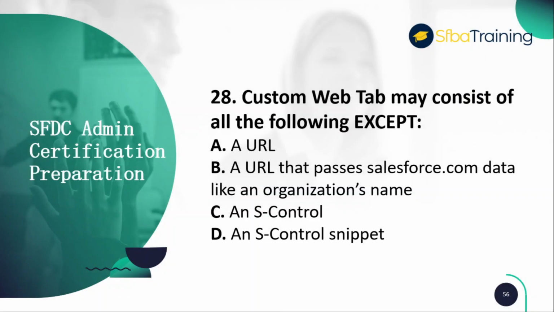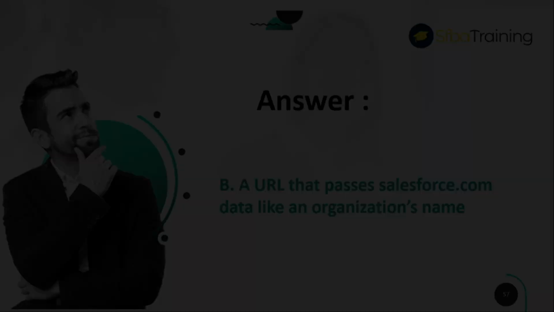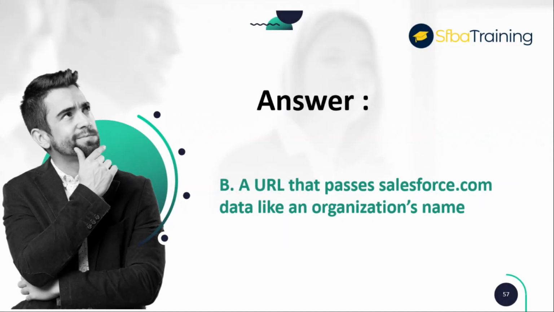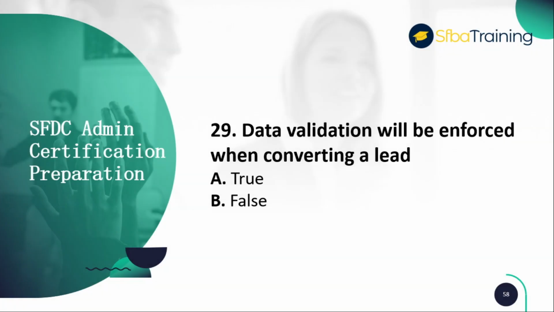Number 28. Custom web tab may consist of all the following except: A. A URL. B. A URL that passes Salesforce.com data like an organization's name. C. An S control. D. An S control snippet. The answer is B. A URL that passes Salesforce.com data like an organization's name. 29. Data validation will be enforced when converting a lead.